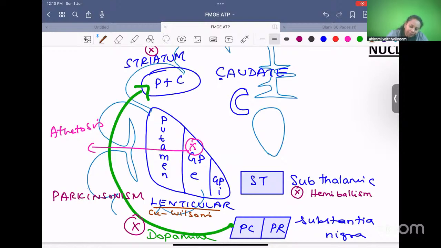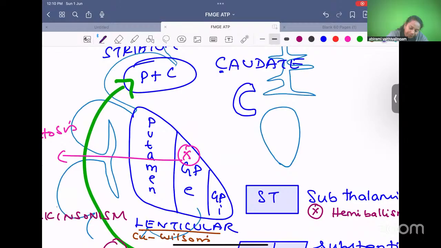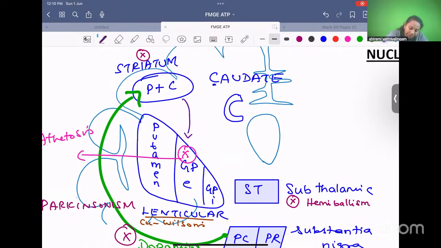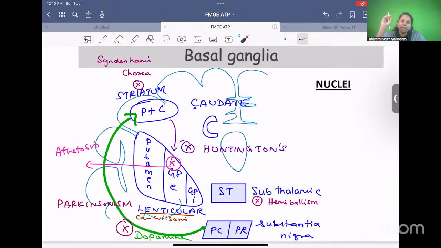From striatum to GPE, there is an inhibitory connection. If there is any damage to this fiber, Huntington's disease. This is an internal, inhibitory connection from striatum to GPE. If that is damaged, Huntington's disease. All these are related to movement.